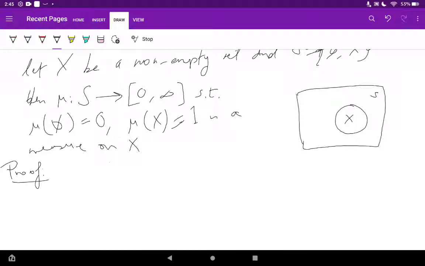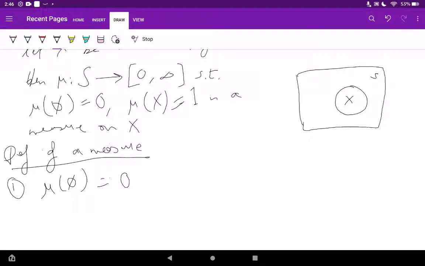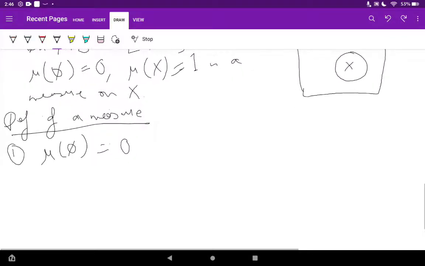Yeah, so the first condition, let's have a look at the definitions before I prove it. The definition of a measure: the first condition is that the empty set will have to output 0. This is already proven, by the way, in this question because we have this written here already. So the first condition is proved, I'm just not writing it down here, but this is already proved.